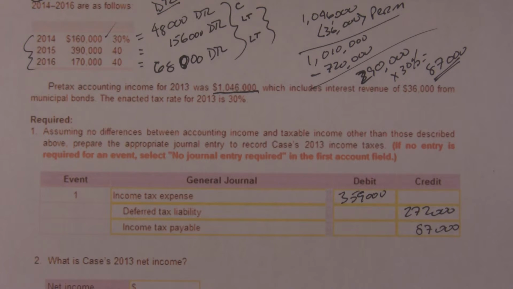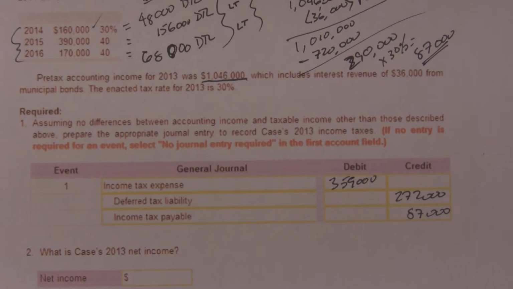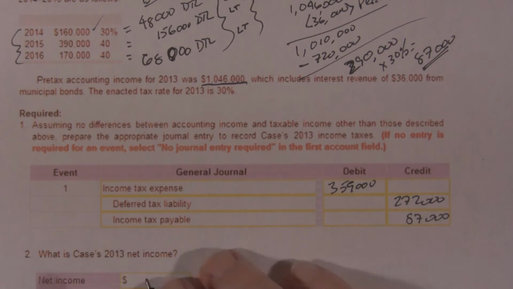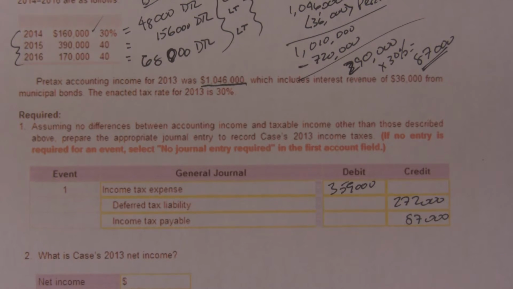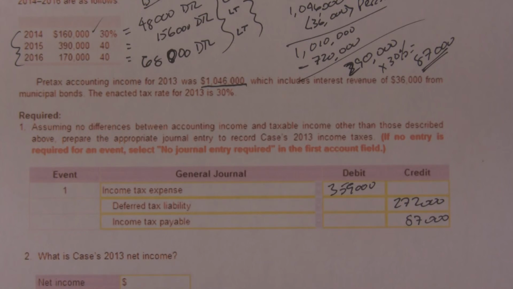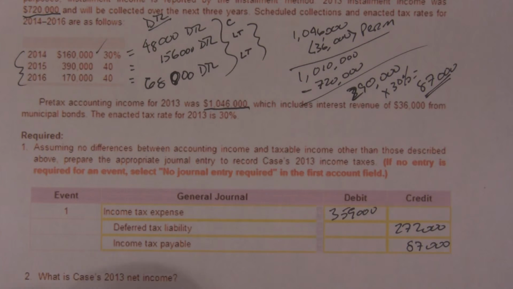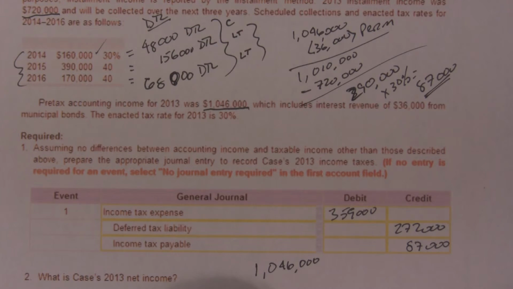So next it says, what is our net income? Well, our pre-tax income is the total number. So we have the 1,046, or I'm sorry, 1,046,000 minus our 359. So that gives us our net income of 687.